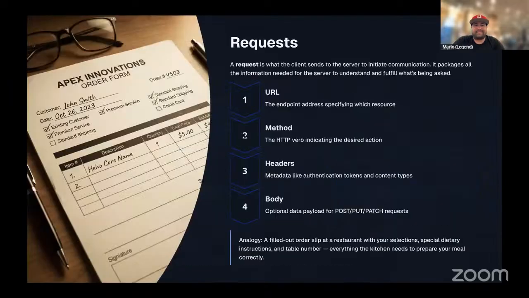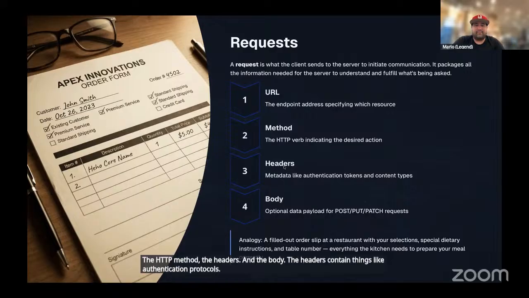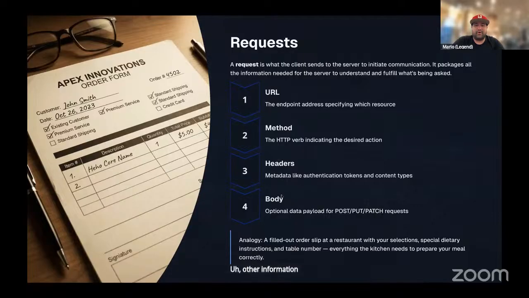Now, requests. So this is a common model of requests, right? So you have the URL, the HTTP method, the headers, and the body. The headers contain things like authentication protocols, other information. The body is what you want.